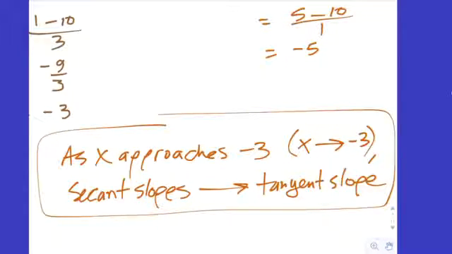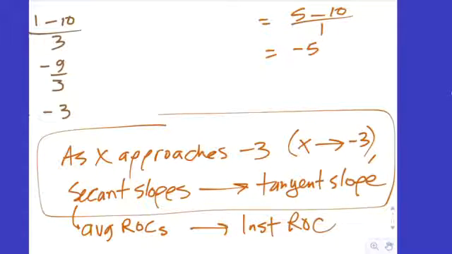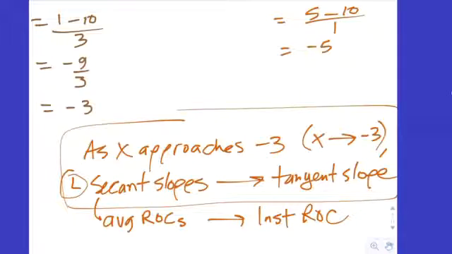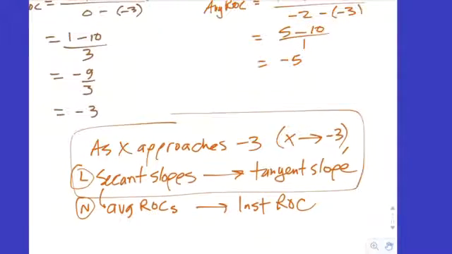As that second point that I'm required to use gets closer and closer to negative 3, the point I'm interested in, the secant slopes that I'm calculating approach the tangent slopes, which means, I should add this in here too, that from the Newtonian perspective, the average rates of change approach the instantaneous rate of change. So the top one would be Leibniz and the bottom would be Newton, okay? It's the same thing.